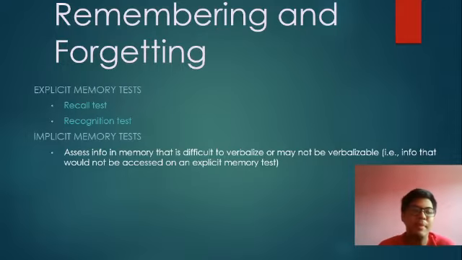The second one is the implicit memory test, which means that the memory test is from the internal or inner sources of the subject. So it accesses information in memory that is difficult to verbalize or may not be verbalized. For example, any memory that is difficult to put into words. We have two easy examples, which are brushing the teeth or riding the bike.